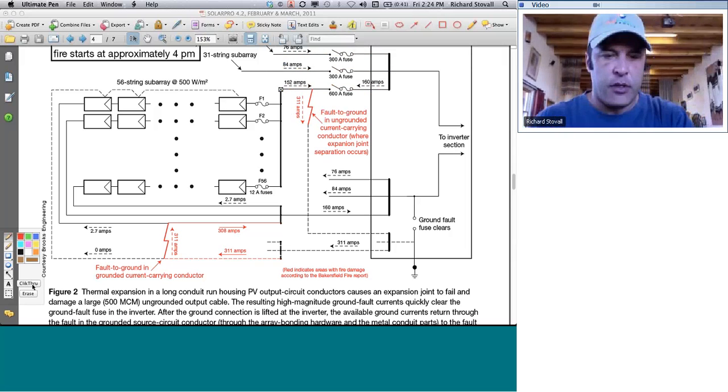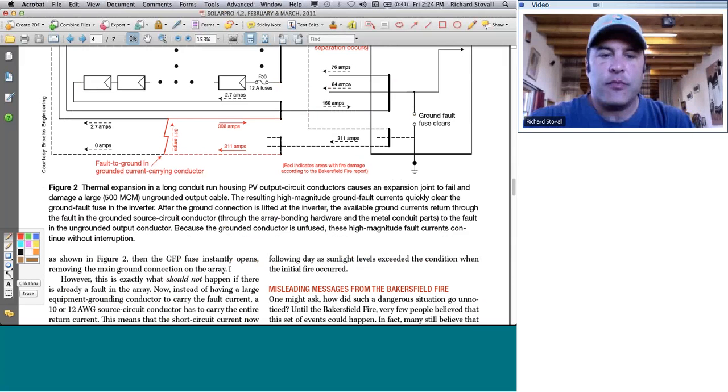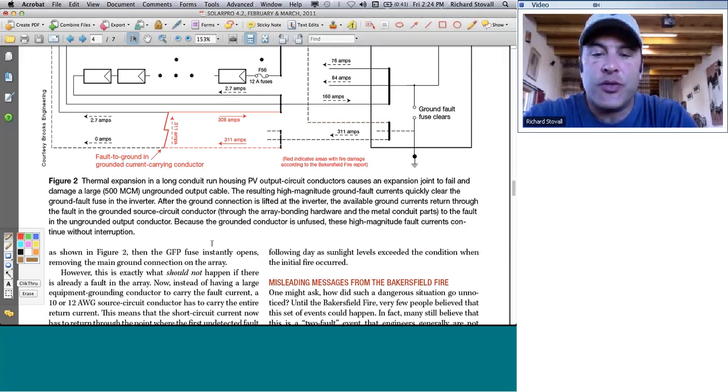So what caused the problem? Okay, so this is figure 2 explanation. Thermal expansion in a long conduit run housing PV output circuit conductors caused an expansion joint to fail and damage a large 500 kcmil ungrounded output cable, resulting in high magnitude ground fault currents that quickly clear the ground fault fuse in the inverter. After the ground connection is lifted at the inverter, the available ground currents return through the fault in the grounded source circuit conductor, through the array bonding hardware and the metal conduit parts to the fault in the ungrounded output conductor. Because the grounded conductor is unfused, these high magnitude fault currents continue without interruption, okay?